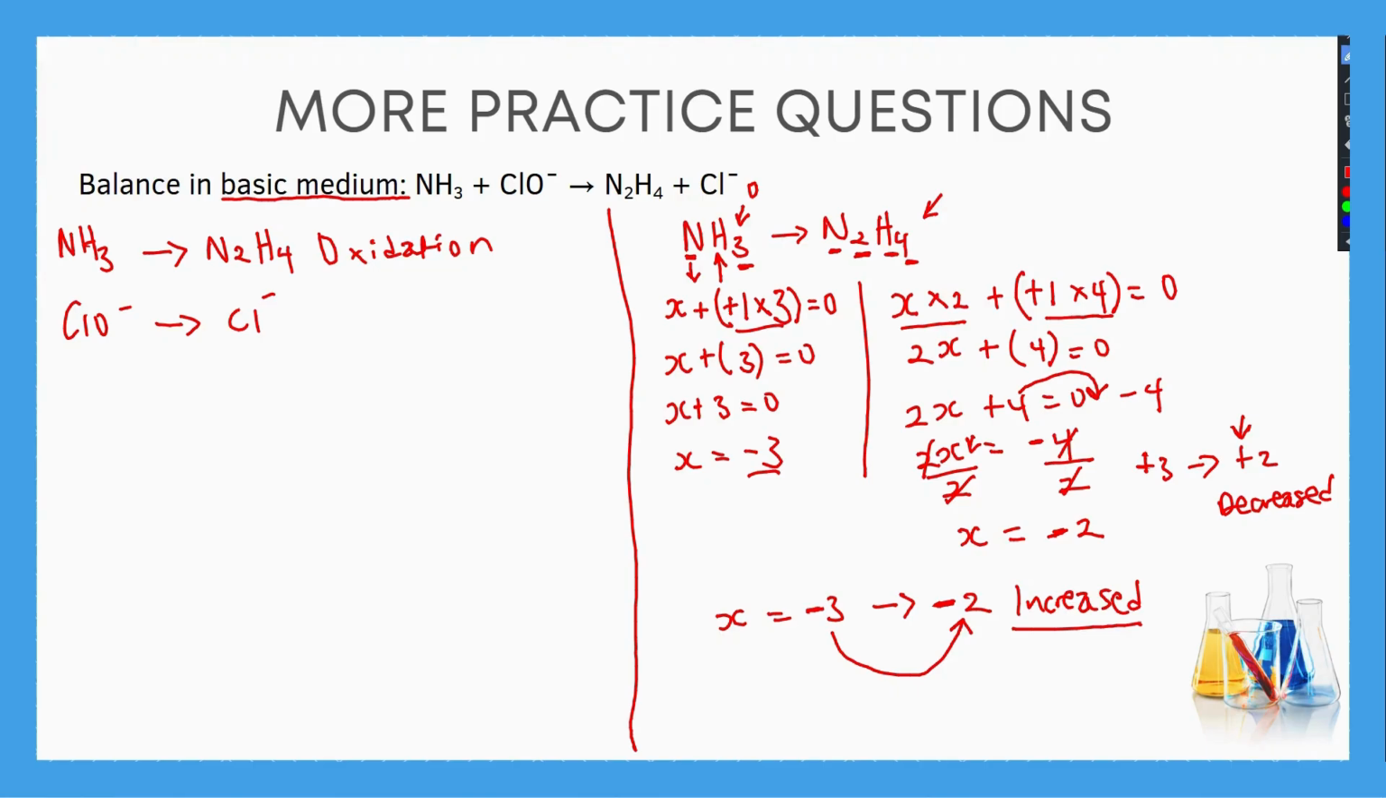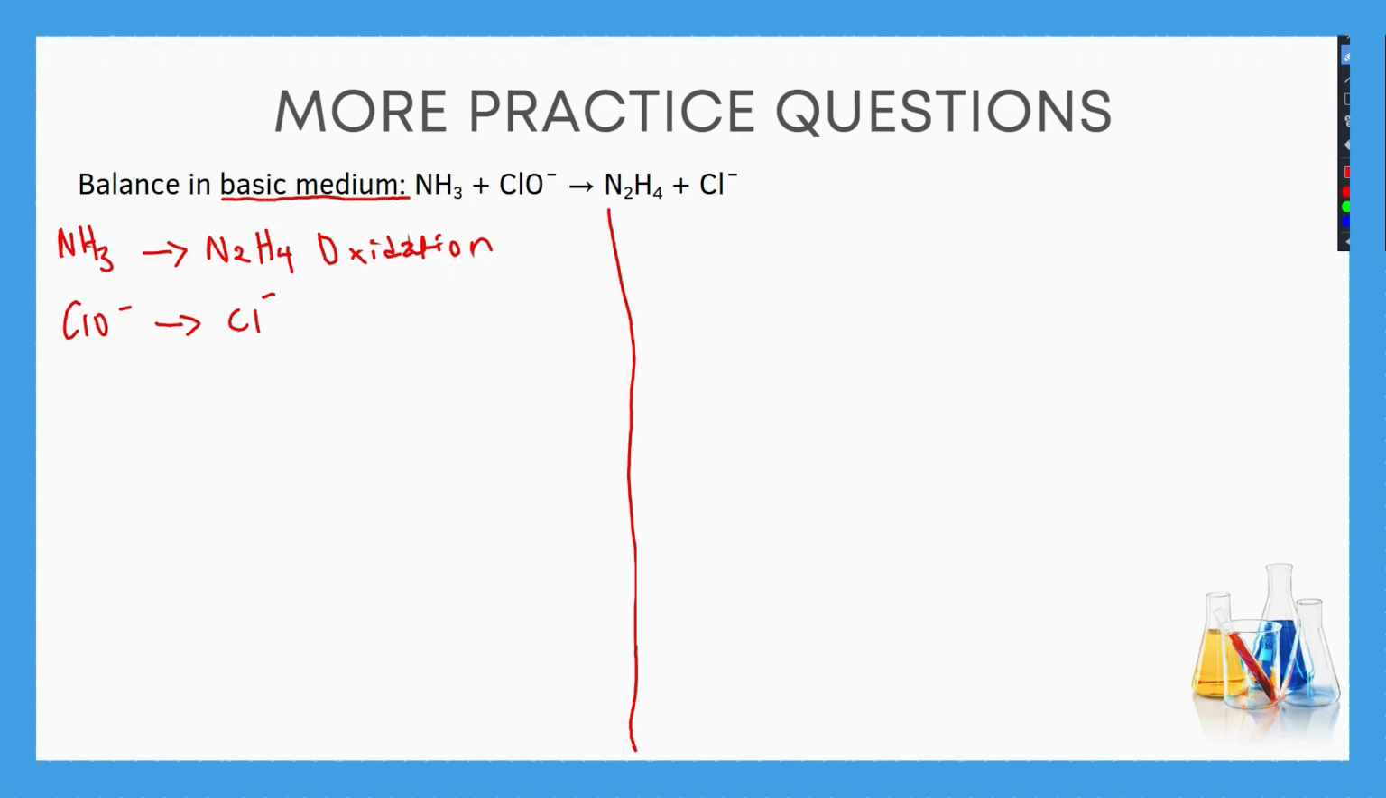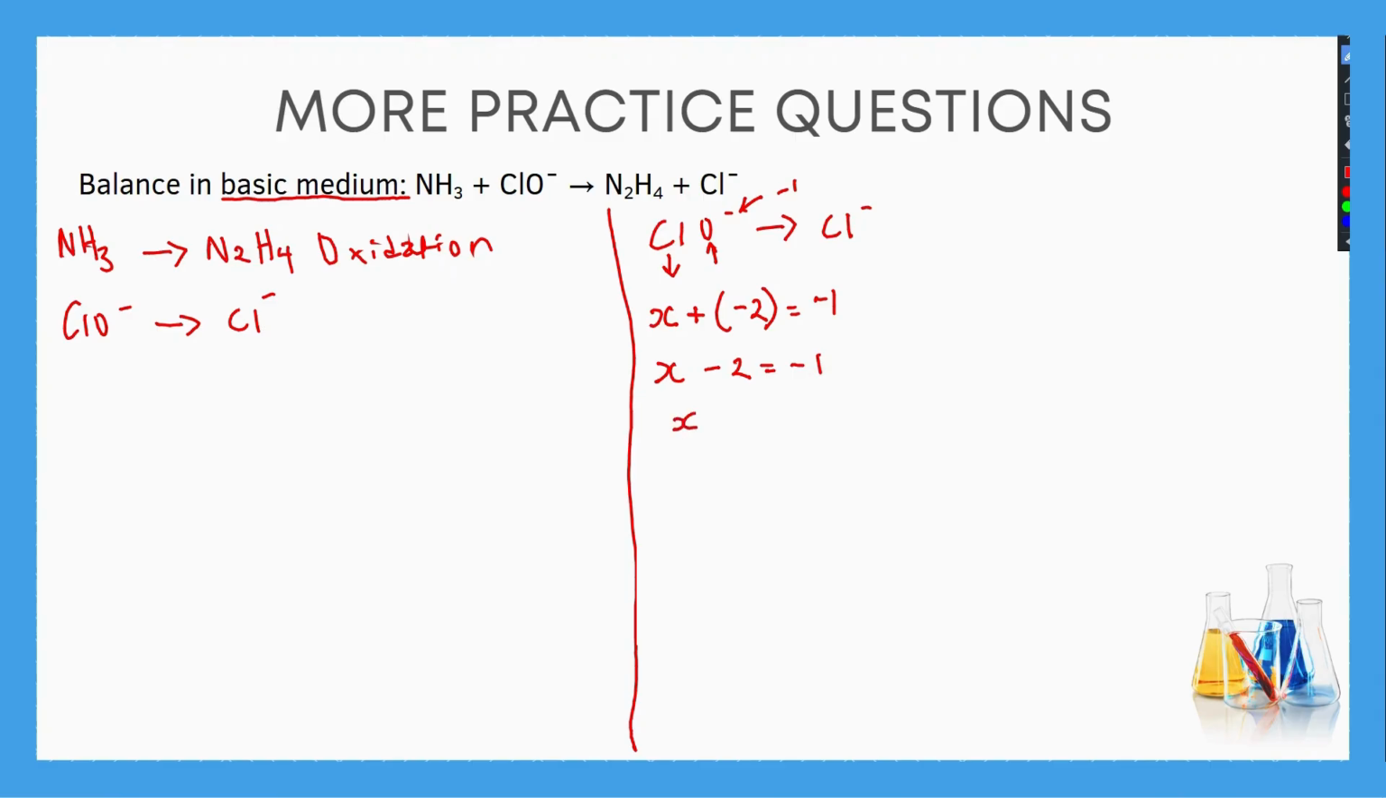Now, let's find out for the other equation. So for the other equation, we have ClO⁻ yielding Cl⁻. Now, let's name the oxidation number of chlorine to be X in this equation. So we have X plus oxygen over here, which has the oxidation number of -2. So this is equal to the overall charge, which in this case is -1. So we have X minus 2 equal to -1. Therefore, we have X equal to -1 plus 2. X is equal to +1.